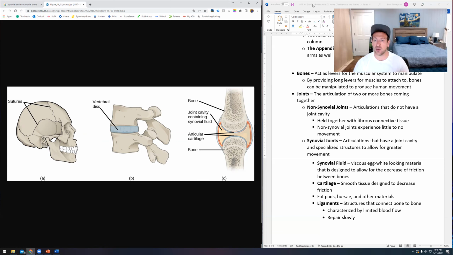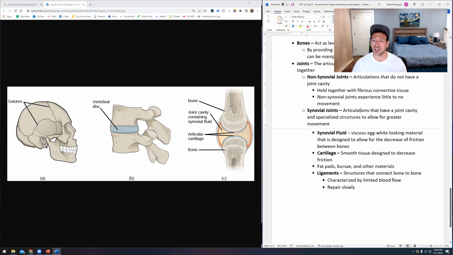Okay, so a synovial joint, there are articulations that have a joint cavity, and then they have specialized structures that allow for greater movement, right? So you'll see synovial fluid in there. Synovial fluid is this egg white looking material. It's basically like grease or oil in your car. It keeps there from being too much friction. If your bones are moving all day, imagine if you just did this all day, my hands are going to be pretty hot by the end of the day. And so that's there to decrease that friction.